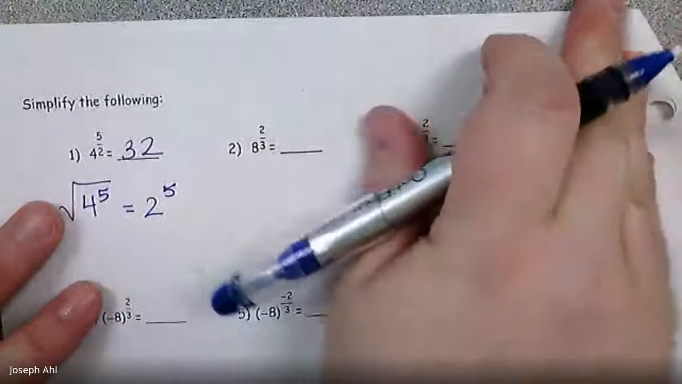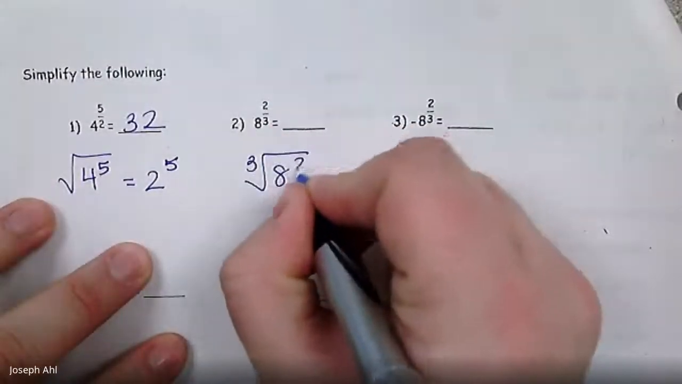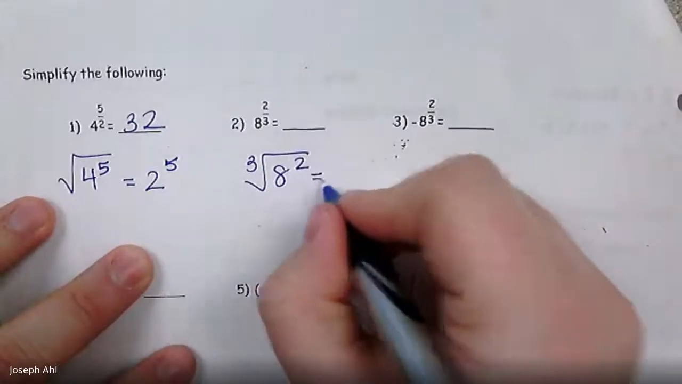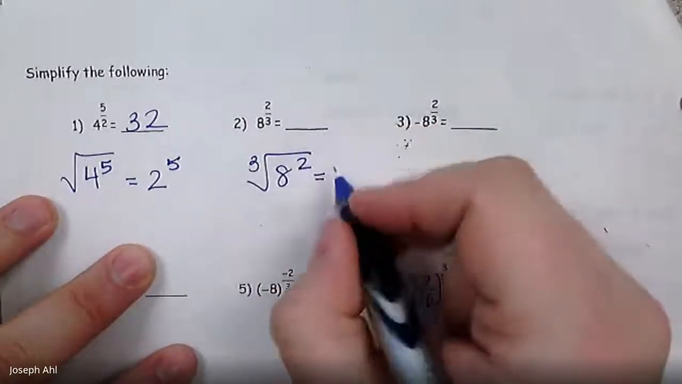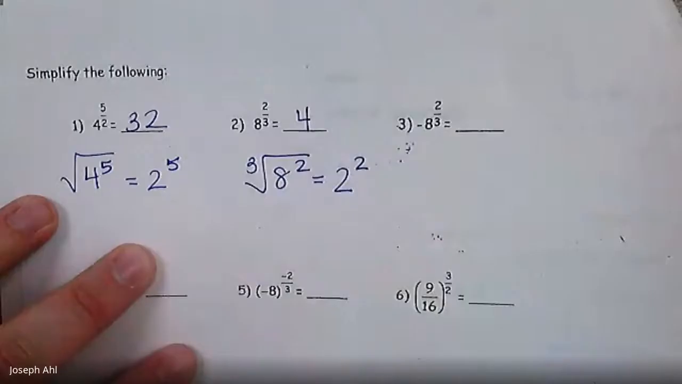8 to the 2/3 power. Let's see how fast we can do this one. It's going to be the cube root of 8 squared when I write it in radical form. So the cube root of 8 is 2. And then I'm going to take that 2 and square it. 2 squared is 4.